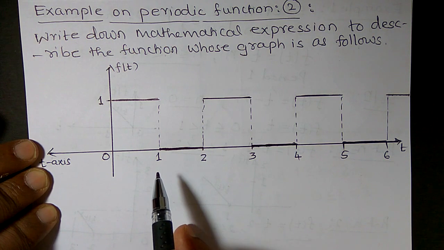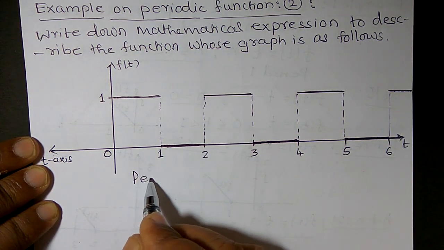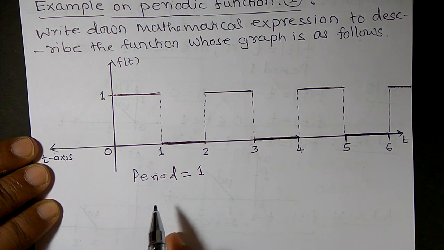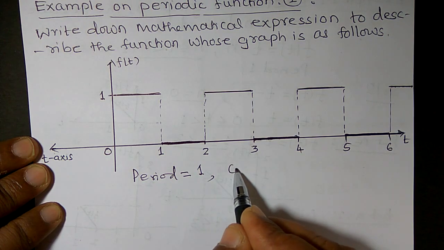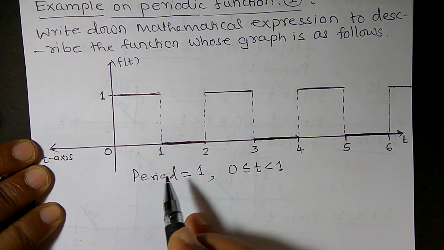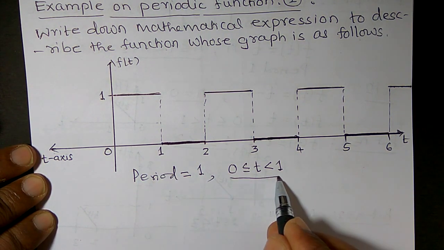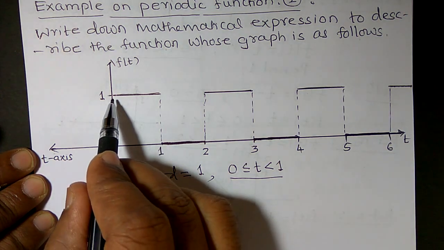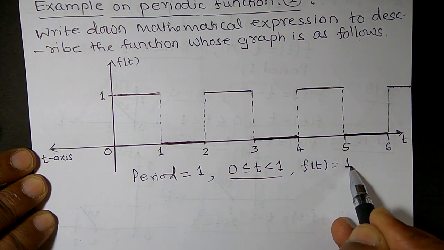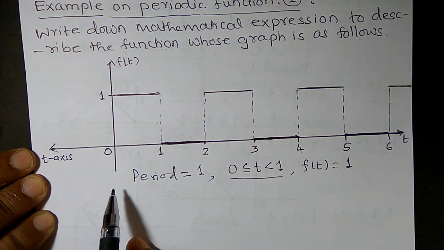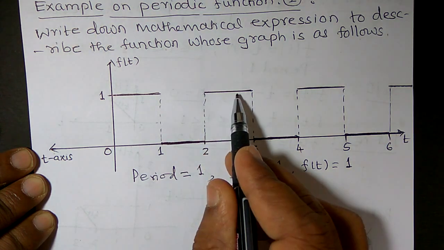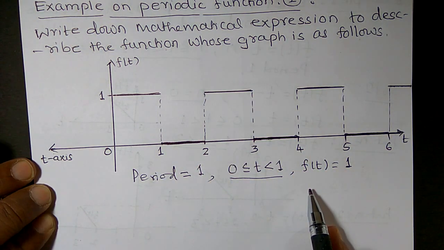Is it clear? Then you can write down the period. What is the period? Period is equal to 1. And the second point is you can write down the interval: 0 is less than or equal to t is strictly less than 1. For this interval, the function remains constant. Then what is the equation? I hope you will get f of t is equal to 1. So in this interval, the function remains constant, which means you will get this graph, and it repeats the same thing.